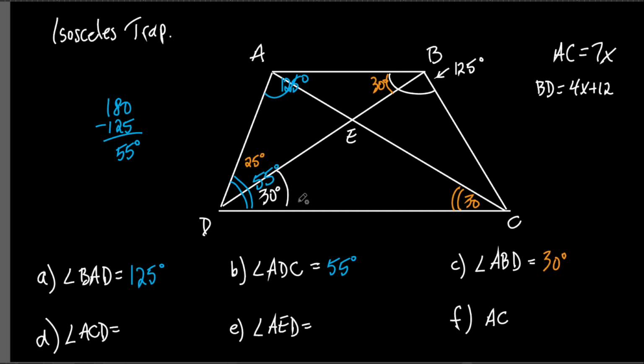30 because it makes the same angle as this one right here. So if that was 25, then that's 25. Let's see. We might even have to use that, right? So, but what was that? ACD. That's 30. And then AED. Where's AED? There's A, there's E, there's D.